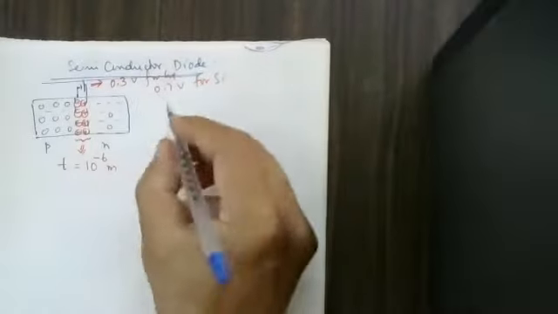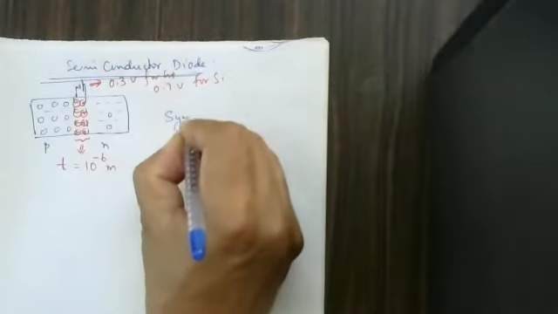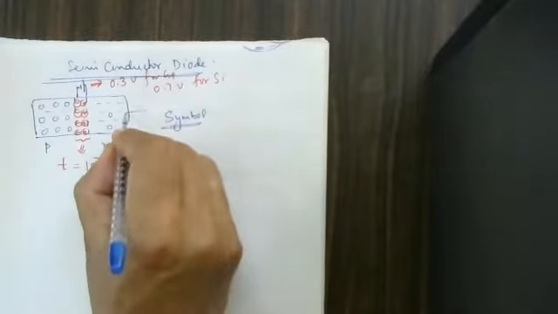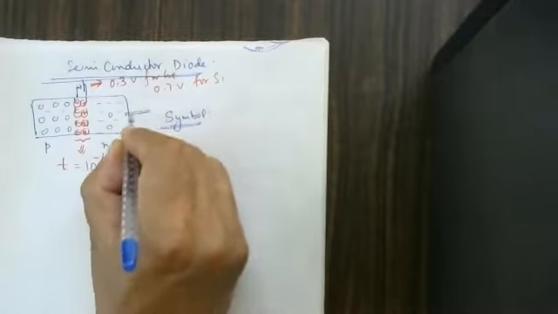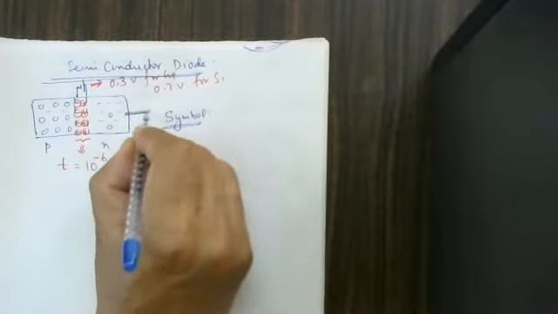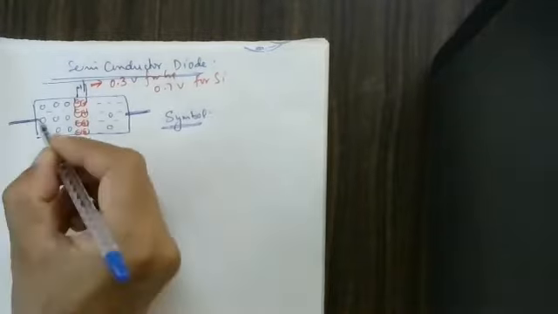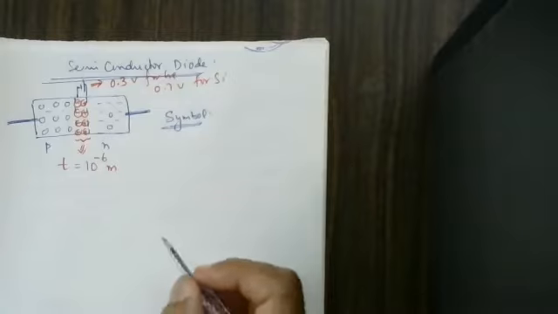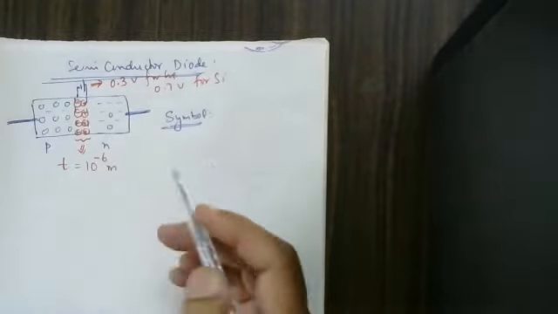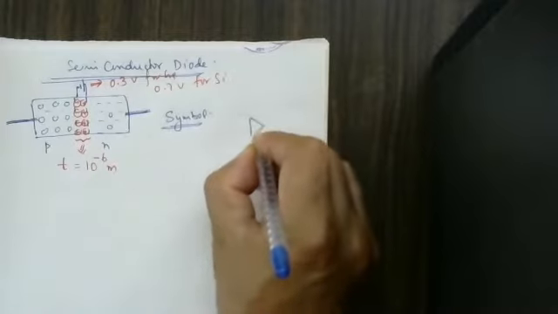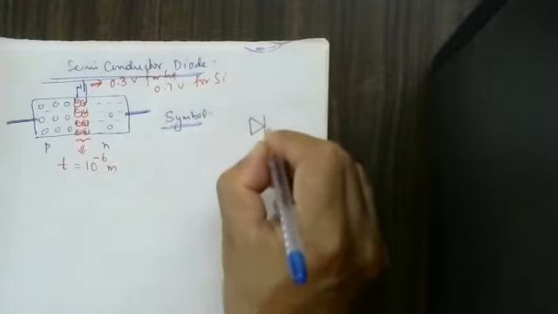Further, the symbol for this semiconductor diode. Of course, here we are putting an aluminum wire, and here also an aluminum wire, for the electrical connection. Okay, this is a diode. We write the diode symbol like this. This is the diode symbol.